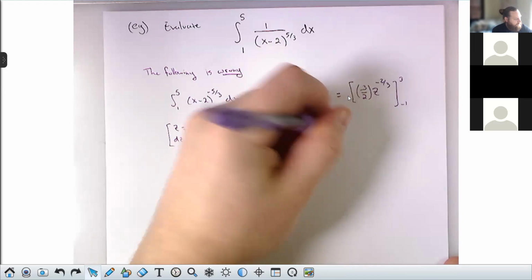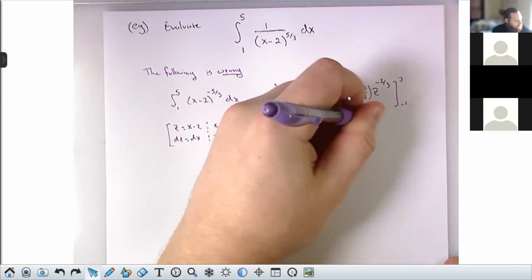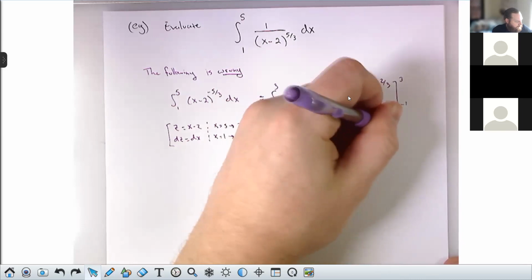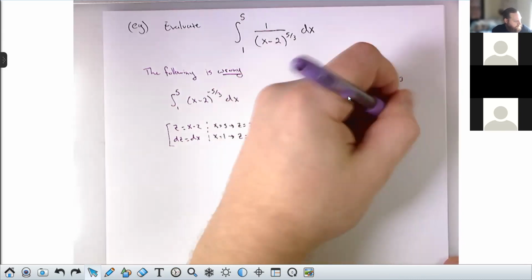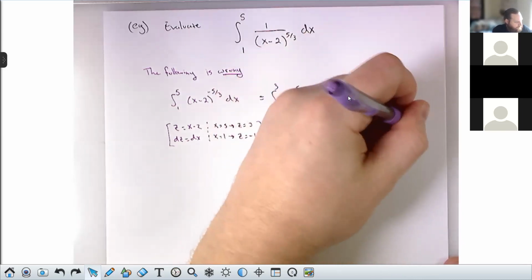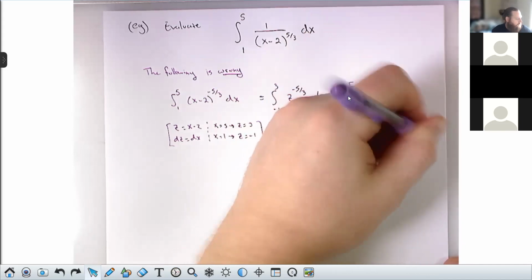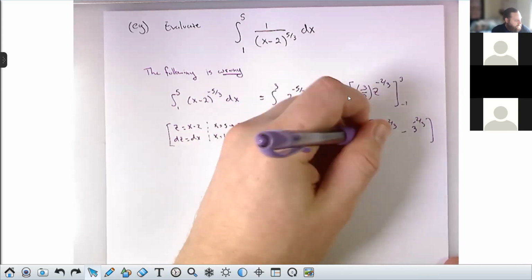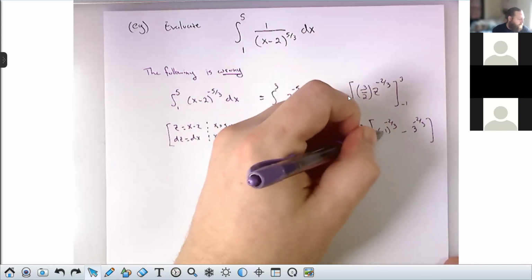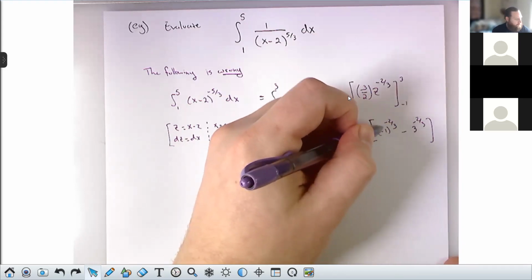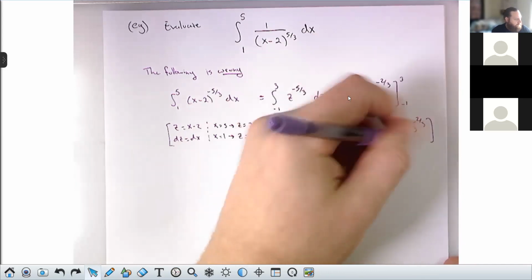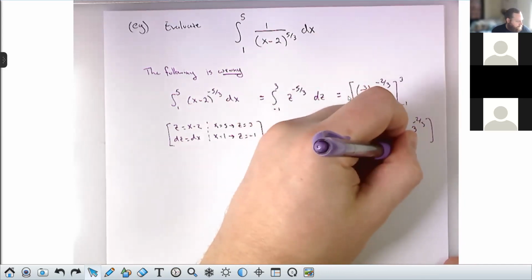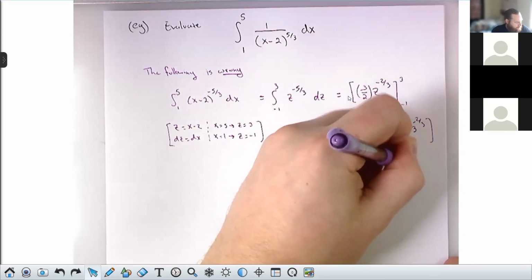So that is, what is that? -3/2 times -1 to the -2/3 minus 3 to the -2/3. And then you can say, okay, well, that's -3/2. -1 to the -2/3, that's the cube root of -1, which is -1, squared, which is +1, all over 1. So this is 1 minus, this would be 1 over the cube root of 9.